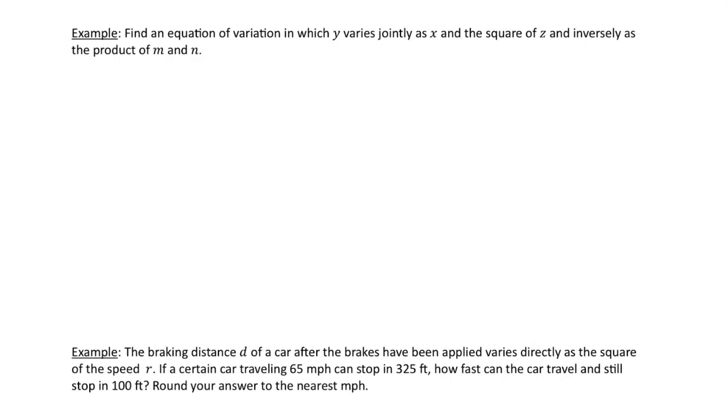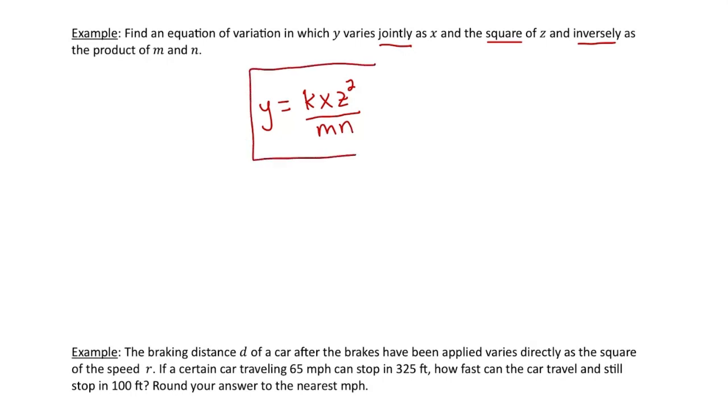And this one we aren't going to have numbers, but it just asks for an equation of variation. Find an equation of variation in which y varies jointly as x and the square of z, and inversely as the product of m and n. Okay, so what is our equation of variation? Well, y varies jointly as x and the square of z, so it's going to be kxz squared, and inversely as the product of m and n, so we're going to divide by m and n. Okay, so k is our variation constant, but y varies jointly as x and the square of z, and inversely as the product of m and n.